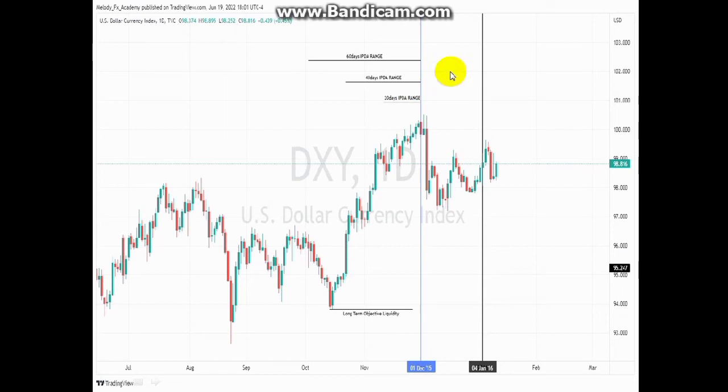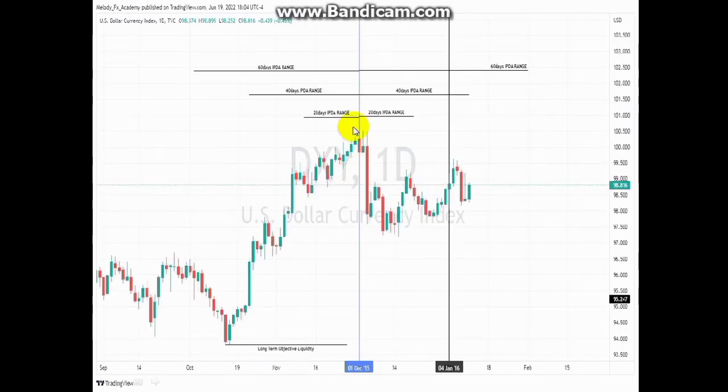So now casting it forward, let's add our cast forward. We are anticipating a shift in market structure within this range. We are anticipating price to seek the opposing side liquidity. In the last 60 days, 40 days, 20 days, the market has been trading up, and obviously we had a shift in market structure.